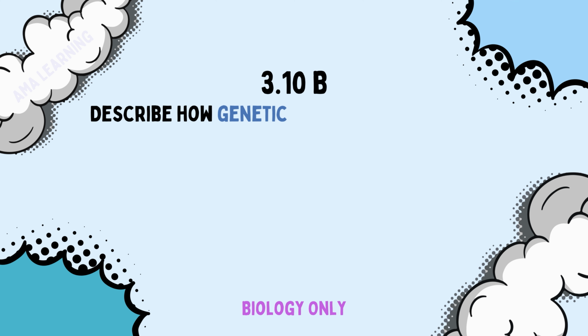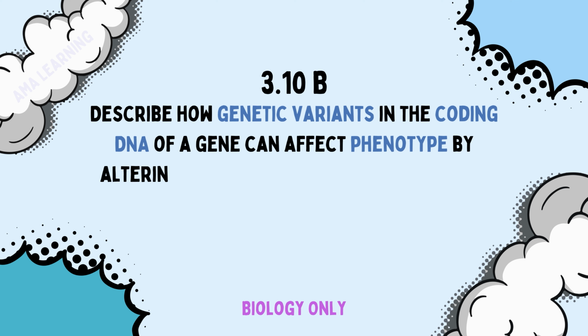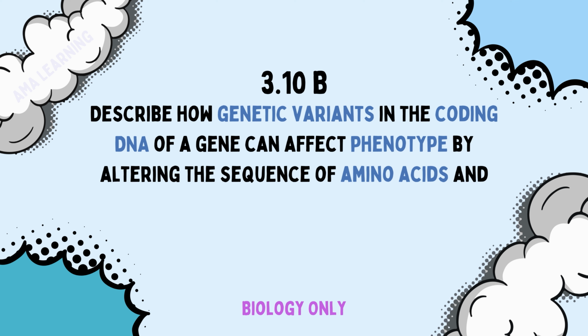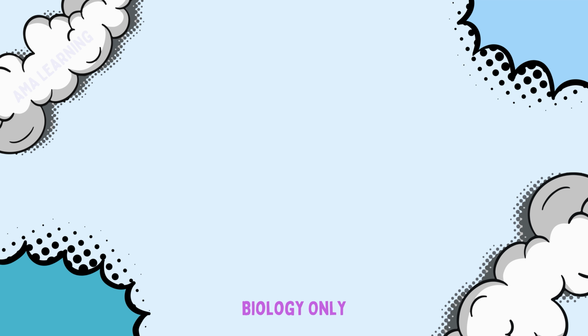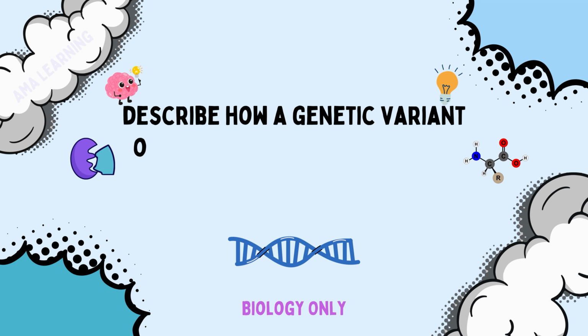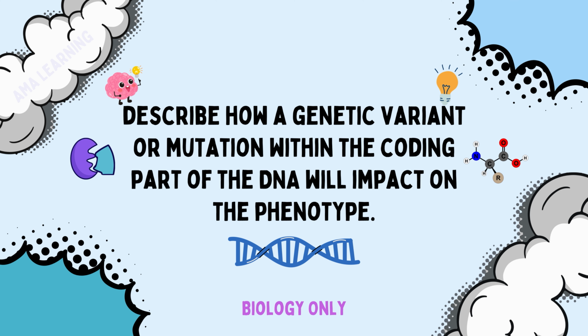Specification 0.3.10b: Describe how genetic variants in the coding DNA of a gene can affect phenotype by altering the sequence of amino acids and therefore the activity of the protein produced. To successfully answer any GCSE questions linked to this topic, you will need to be able to describe how a genetic variant or mutation within the coding part of the DNA will impact on the phenotype.